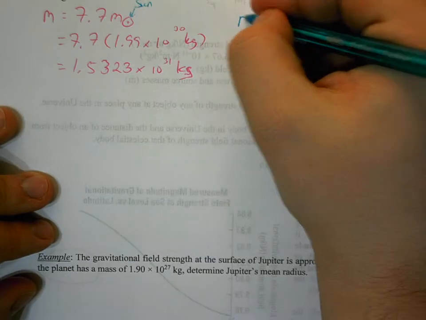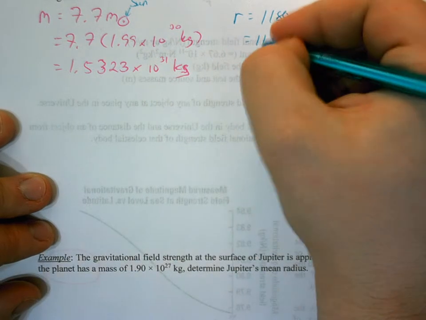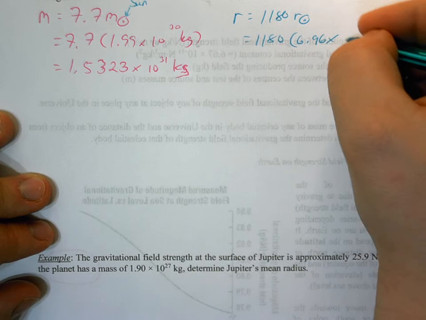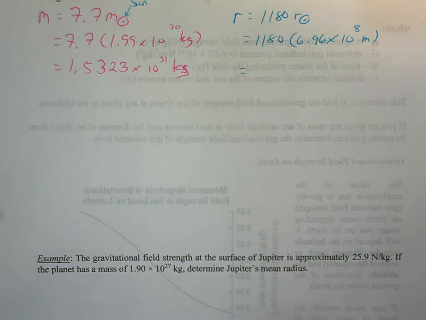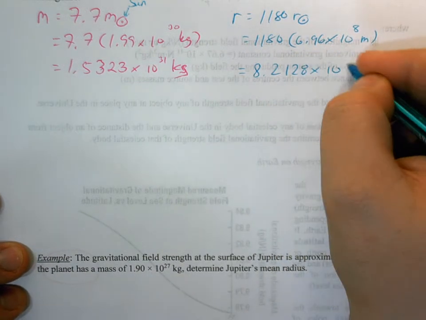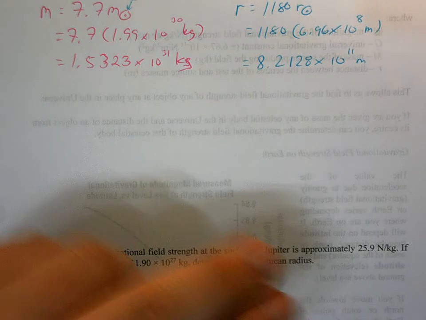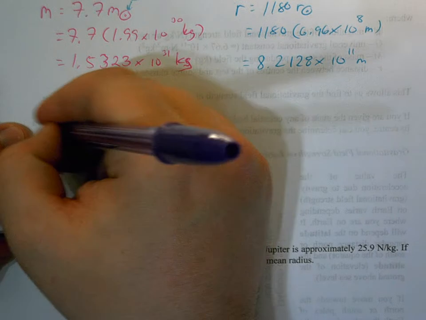And then the radius, we're told it's 1,180 solar radii. So we're going to have 1,180 times 1 solar radius of 6.96 times 10 to the 8 meters. This is going to give me about 8.2128 times 10 to the 11 meters. So now I have my values for the mass and for the radius between the center of Betelgeuse to its surface. So now we can determine the gravitational field strength, its magnitude.